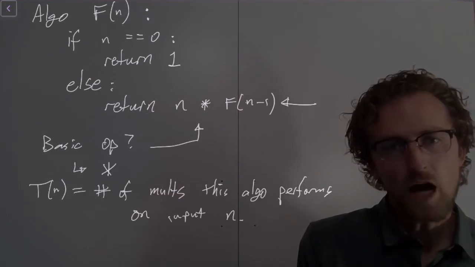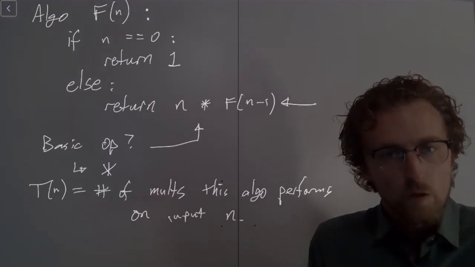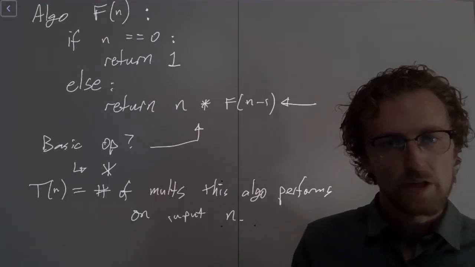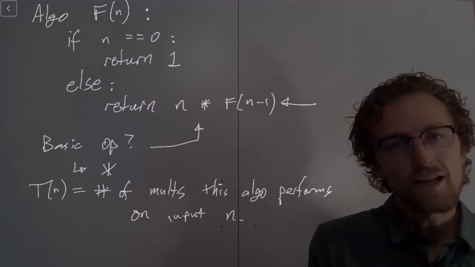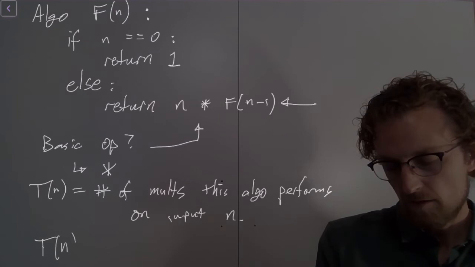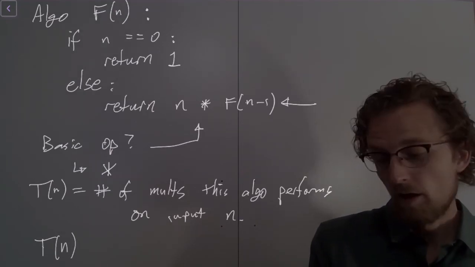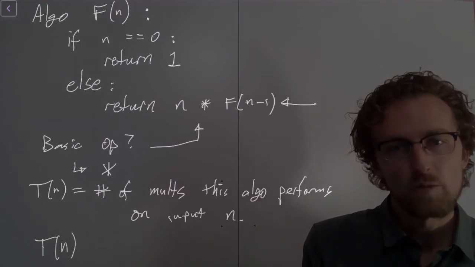Well, suppose I want to understand T of n, but I don't want to analyze the whole thing, and I just want to come up with an expression that captures what T of n is. I could do it like this. I could say, look, I don't know what T of n is, but I know that unless n is 0, it's going to have at least one multiplication.